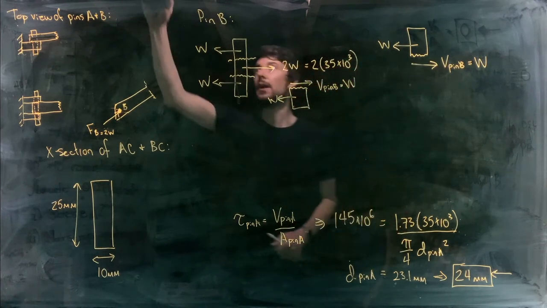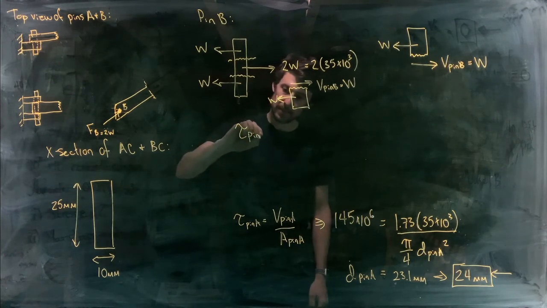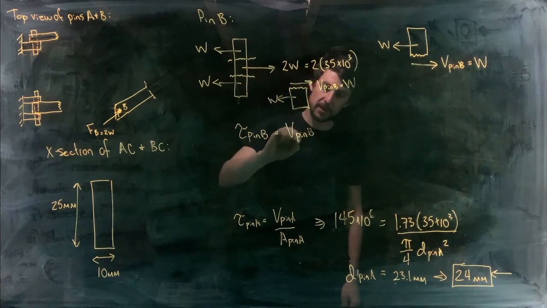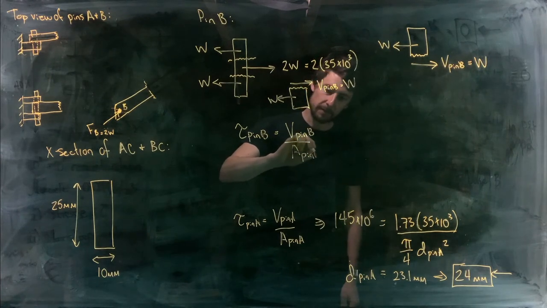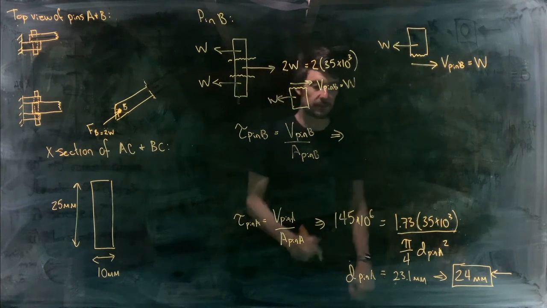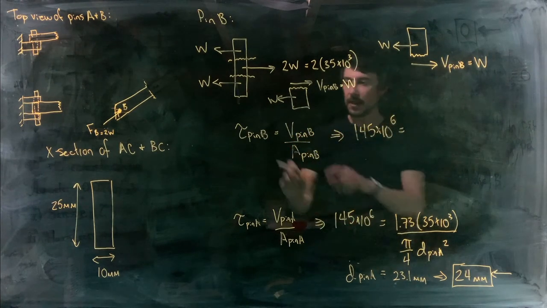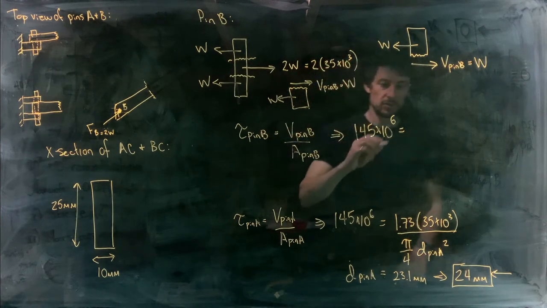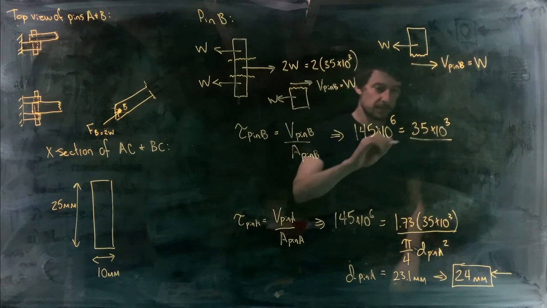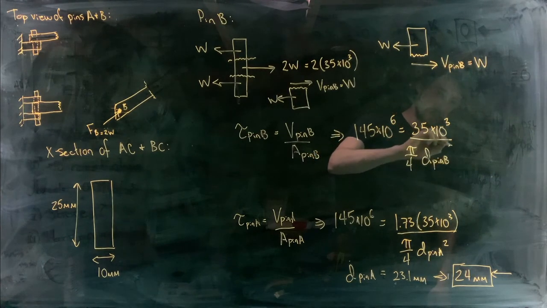Okay, so let's do the calculation then. We're going to say that the shear stress in pin B is equal to the internal shear force in pin B divided by the cross-sectional area of pin B. Shear stress, we're going to let it go up to the maximum stress of 145 megapascals times 10 to the 6 pascals. Our internal shear force is just W, which we said was 35 kilonewtons, divided by the cross-sectional area, pi over 4, diameter of pin B squared.